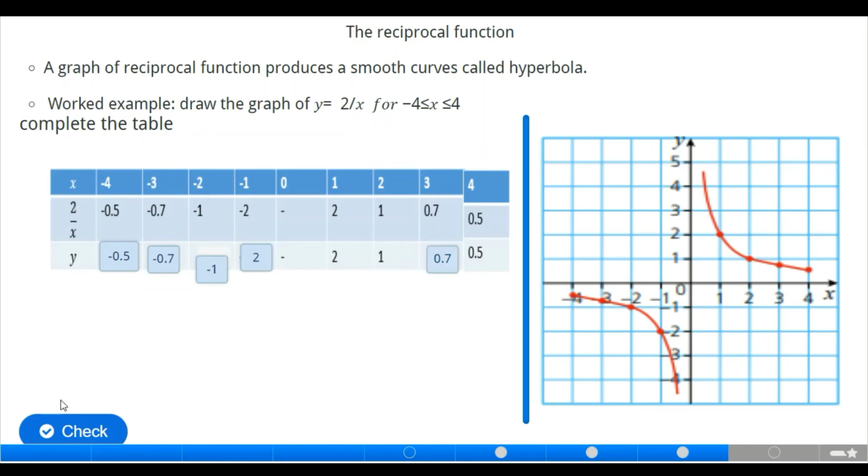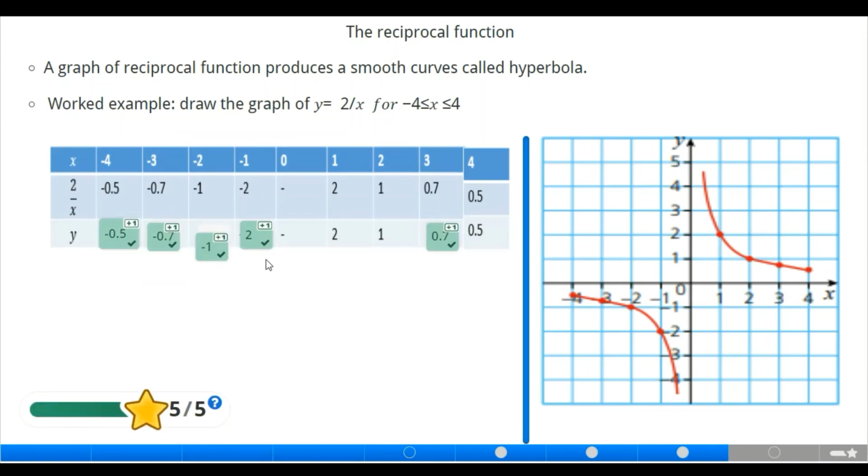So if you look at this graph, it falls into two ranges. We have the negative side and we have the positive side. So we are plotting the positive when x is 1. When x is 1, what is y? Y is 2. Okay, we have that. When x is 2, what is y? Y is 1. Okay. When x is 3, y is 0.7. And when x is 4, y is 0.5.